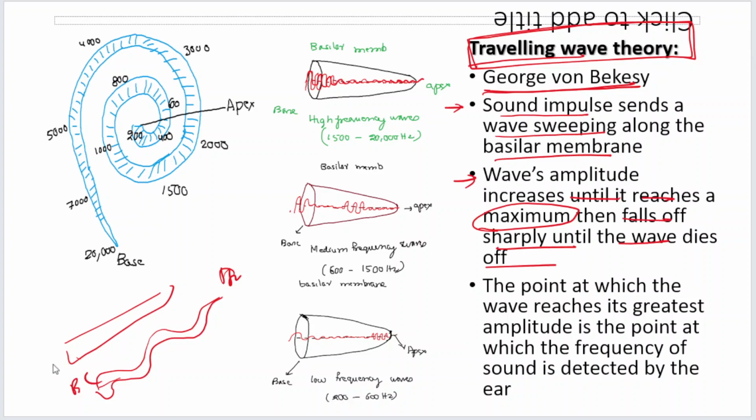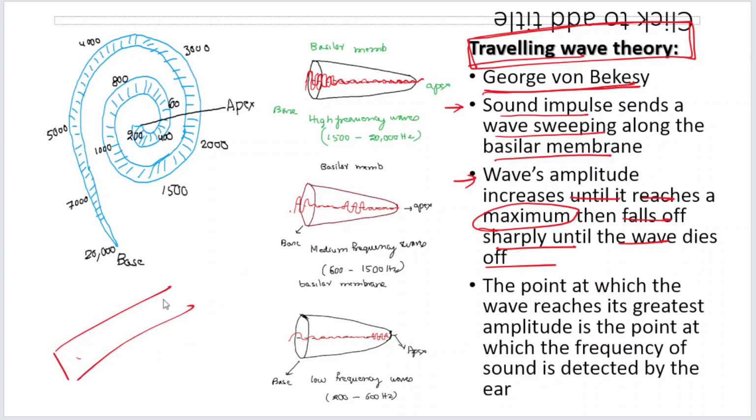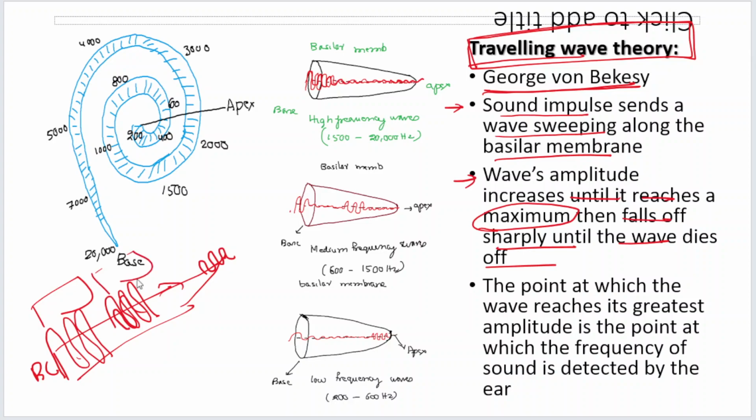Suppose it's a high frequency sound, what happens? The basilar membrane will reach its maximum amplitude at the base of the cochlea. Suppose it has mid frequency waves, it will reach its maximum at the middle of the basilar membrane. Suppose it has low frequency sounds, it will reach its maximum at the apex of the cochlea. So that's how different areas of the basilar membrane, or the different areas of the cochlea, get stimulated by different frequencies.